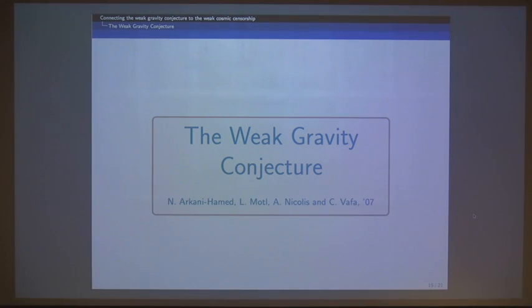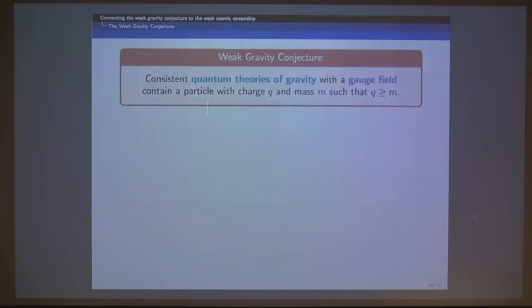So I must say that the first time I read this, I didn't believe it. And I'm still a bit intrigued about it, let's put it in a nice way. So in a small statement, any consistent quantum theory of gravity with a gauge field must contain a particle with charge q and mass m such that the charge is bigger than its mass. Okay. So that's a statement.